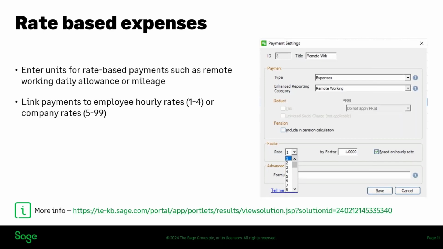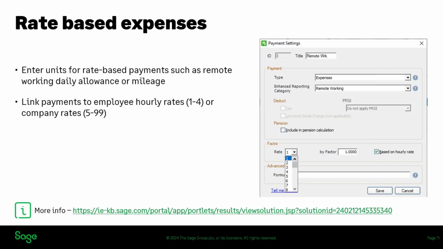Now, the other enhancement to the payment settings is that in version 27.1, it is now possible for you to process rate-based expenses. So rather than having to enter the total amount each time, you can link a payment to an hourly rate. And that might be suitable for payments such as remote working daily allowance, where you would enter the daily rate as the rate, or mileage payments, where you're paying a particular amount per kilometre travelled.